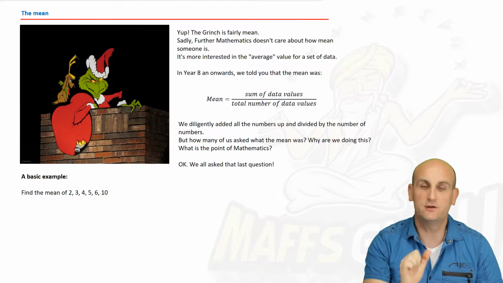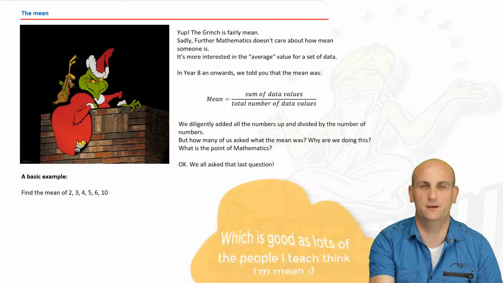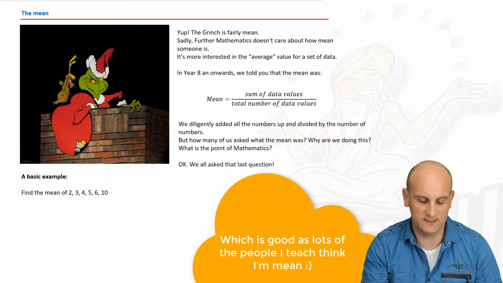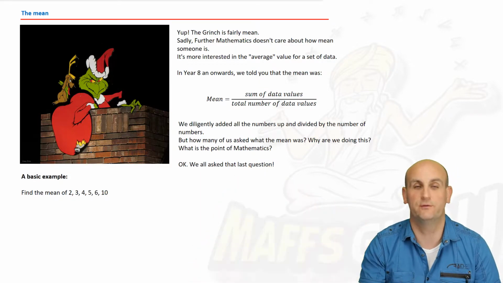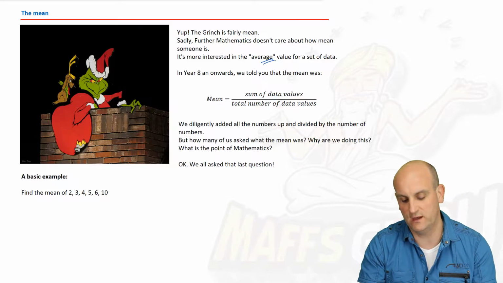Nothing. Now obviously the Grinch was known to be mean. And luckily there is no measure of meanness. There's not a scale out there for meanness. But in mathematics we do have something called the mean, otherwise known as the average. And it's the average value for a set of data.